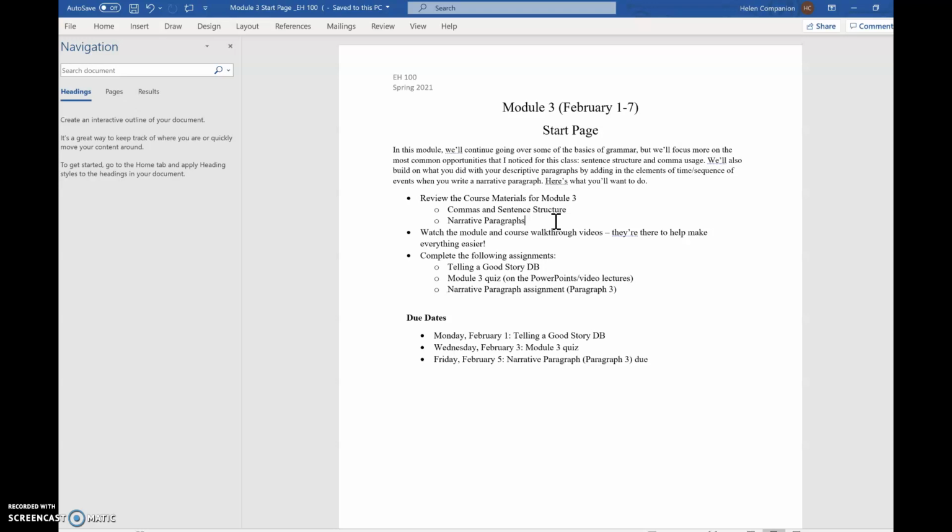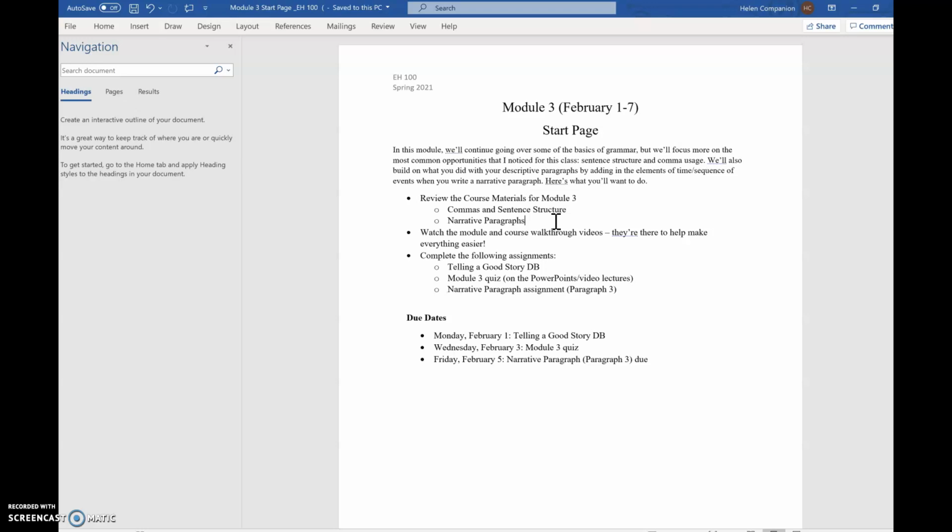So here's what you're going to want to do. The first thing you're going to do is review the course materials for Module 3. It includes just 2 PowerPoints this week, commas and sentence structure, and narrative paragraphs. That way you can spend a little bit more time focusing on commas, since I know a lot of you struggle with those. If you need to, watch the module and course walkthrough videos. They're there to make everything easier.